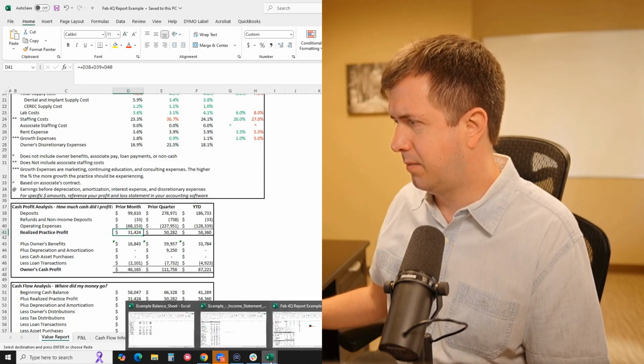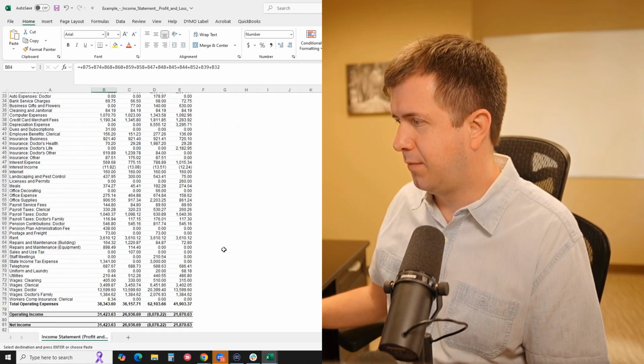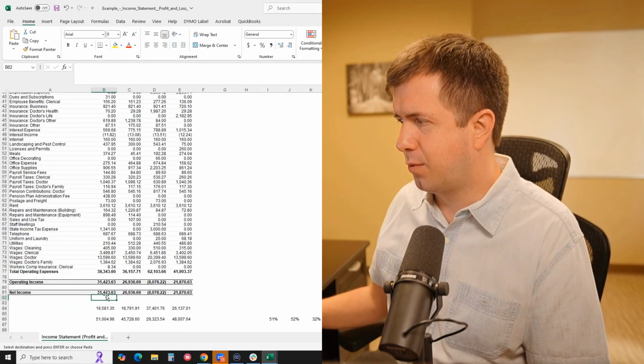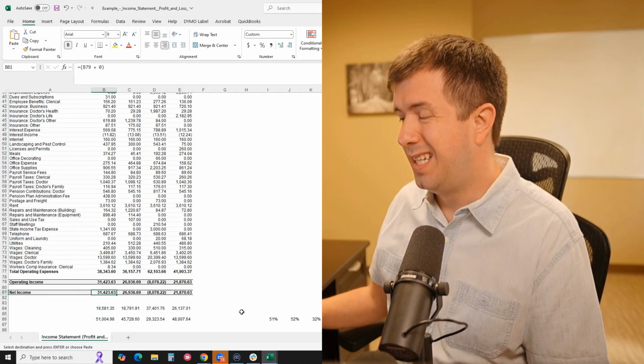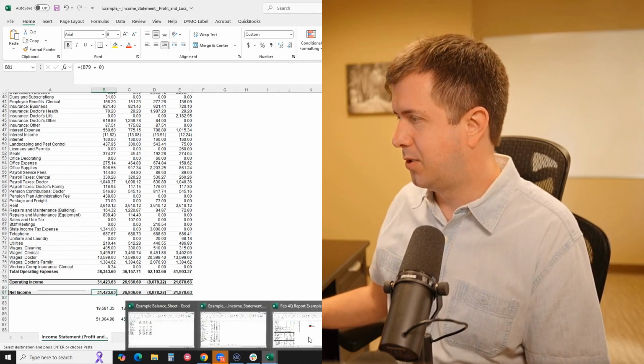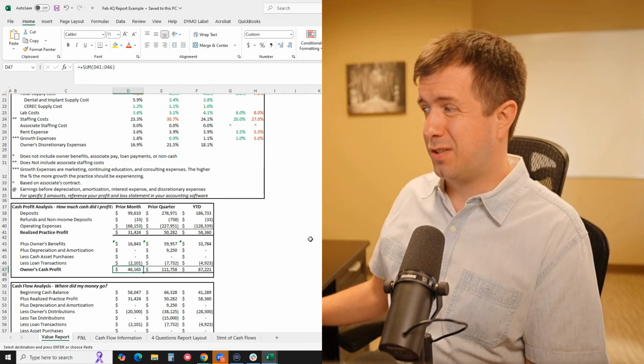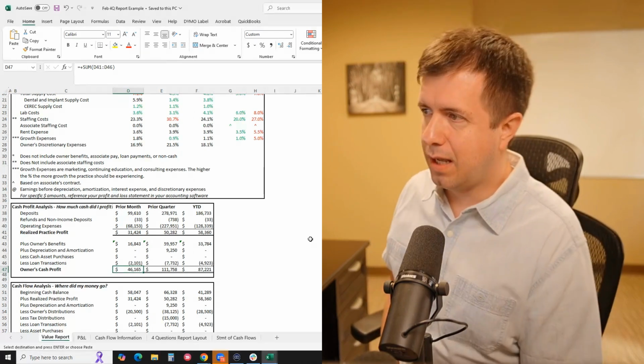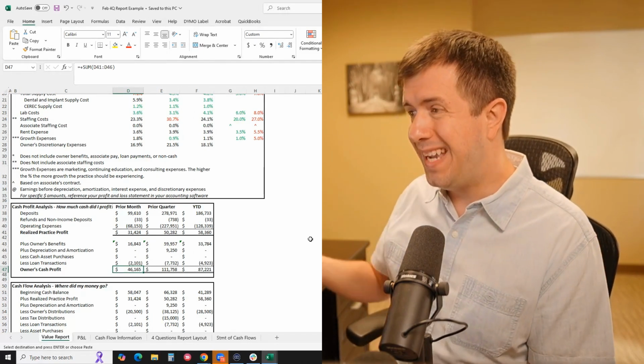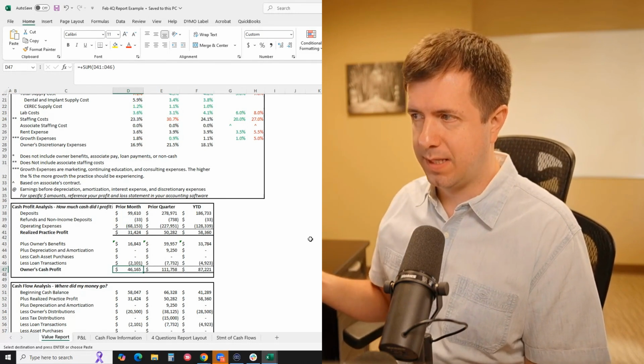So if I go back to that profit and loss, let me just check this real quick. The income statement, if you look at February's, it says $31,424 was their net income. Net income doesn't mean a whole lot, and I'll show you here. So this one says $31,424, but the practice owner actually made $46,000 that month. So they actually made more money than the net income said.